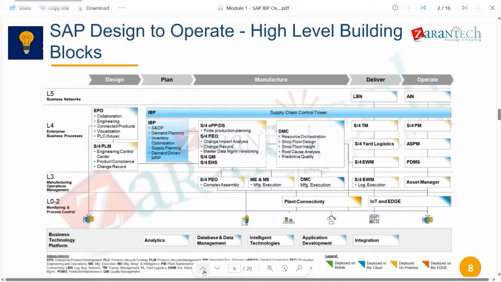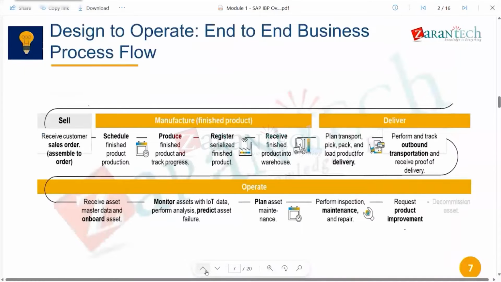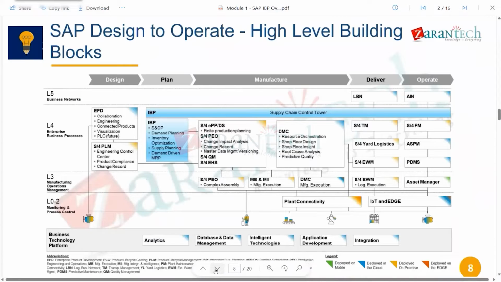Perfect. Okay, team. So we start off with today's session. Yesterday we stopped at this particular slide, which was mainly talking about the design to operate process flow. In the first couple of days we focused on how demand planning and forecasting is done. Now in these days we are talking mainly about how supply planning is done.